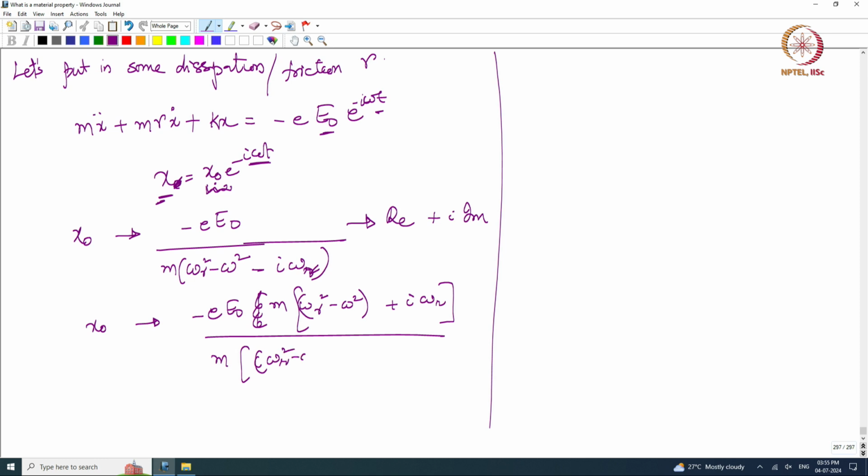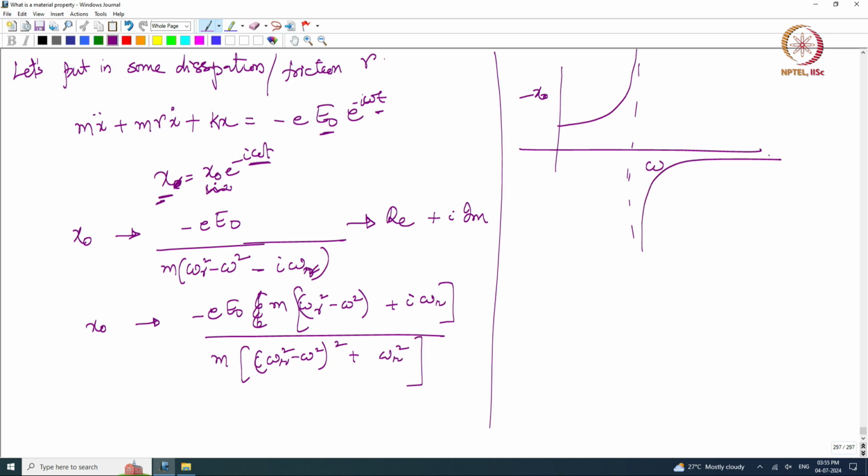So, omega r square minus omega square whole square plus omega r square. That is the solution. Earlier we said if I plot minus x naught versus omega, at omega equal to omega r this thing actually diverges. But now I am going to plot two different functions. So, this is the non-dissipative case, or gamma equal to 0, okay.